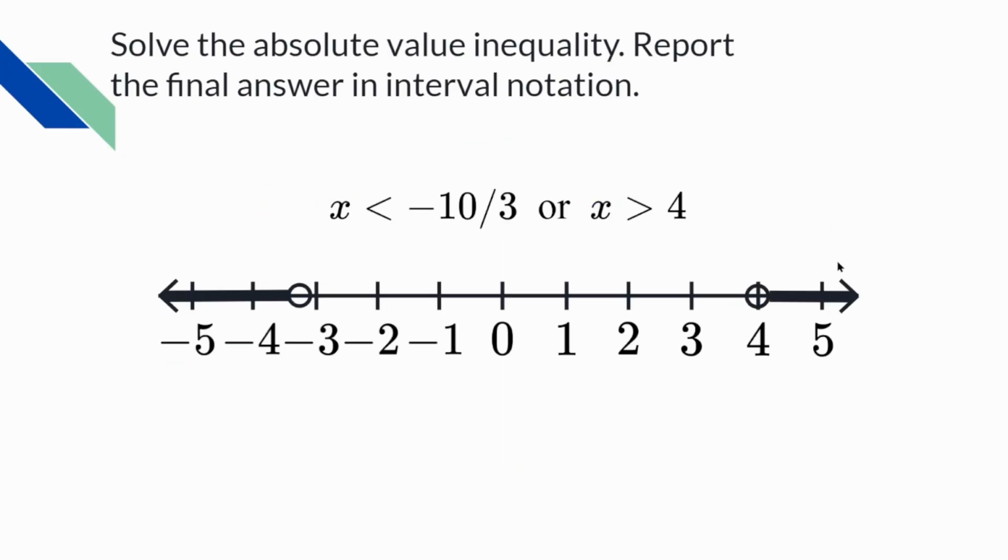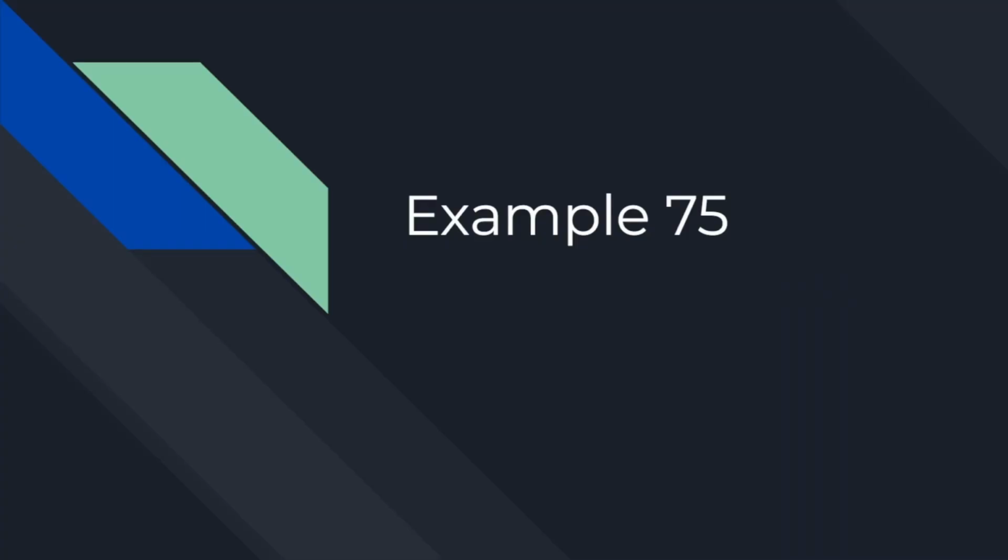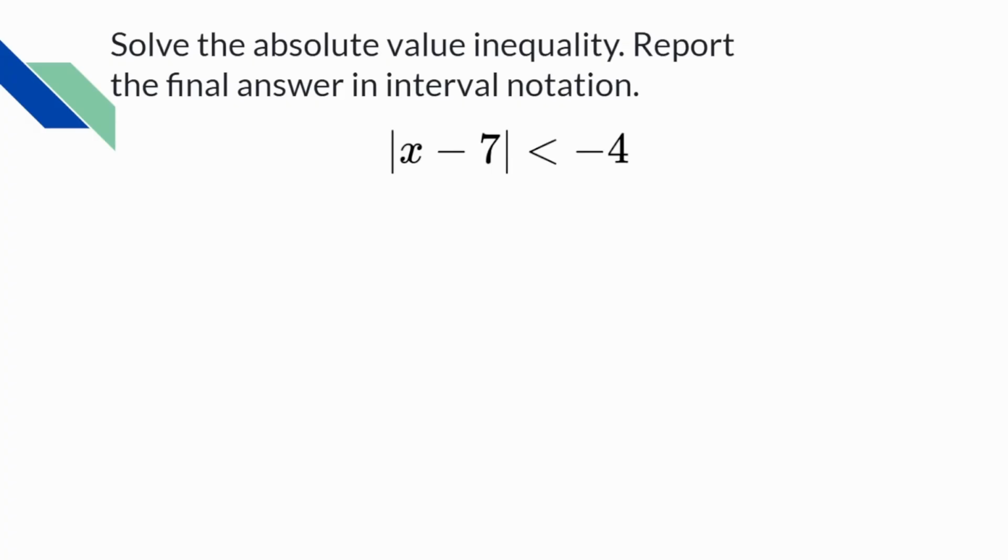Okay, and here is what the two intervals look like. All right, we have everything shaded to the left of negative 10 thirds. All right, that's negative 3 1/3. And then everything shaded from 4 up to positive infinity. Okay, so this is what the solution set looks like in interval notation. All right, so this is our final answer. Okay, great. Let's try another one.